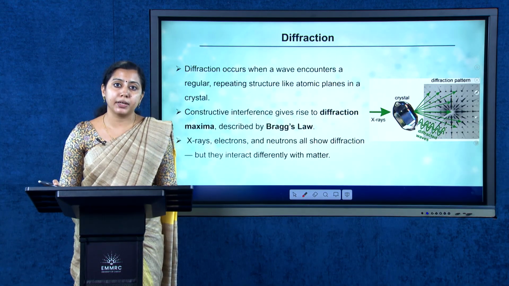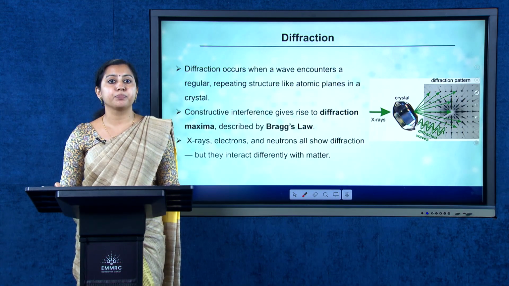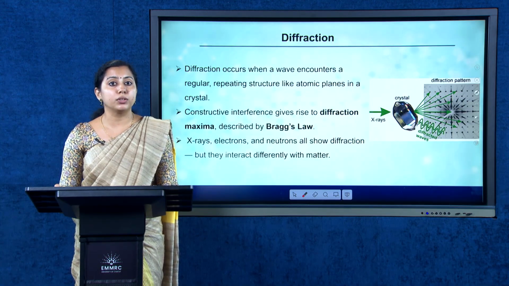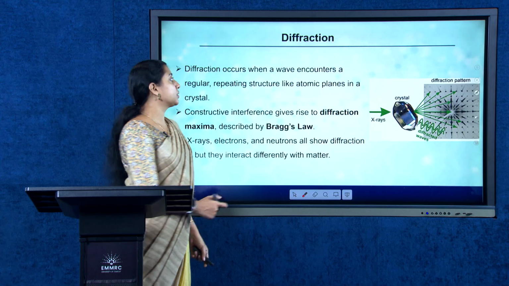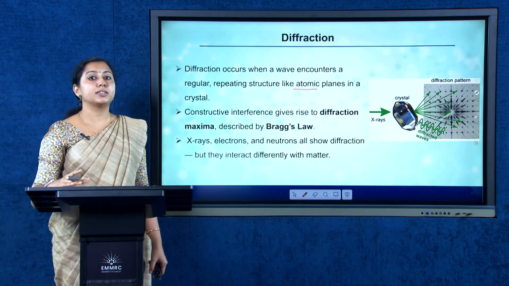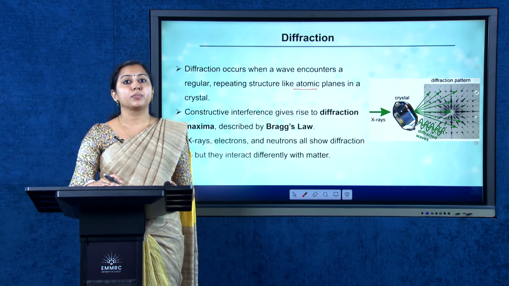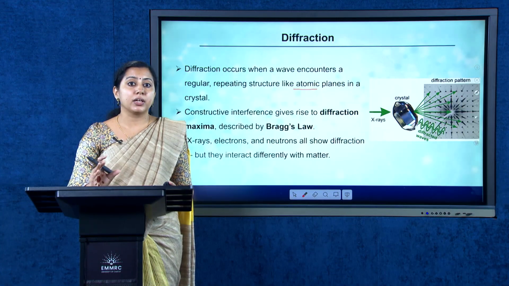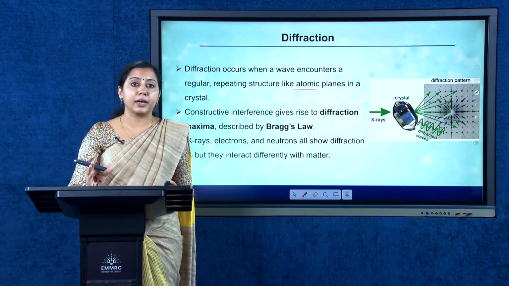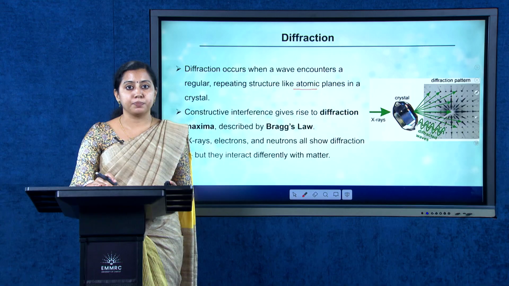It is a property of matter waves or electromagnetic radiations. And when does this diffraction occur? Diffraction occurs when a wave encounters a regular repeating structure like atomic planes in a crystal. We know that crystalline solids are characterized by a well ordered arrangement of their structural units. So, when there is such a regular repeating structure, and an electromagnetic wave or a matter wave interacts with such planes, then diffraction occurs.